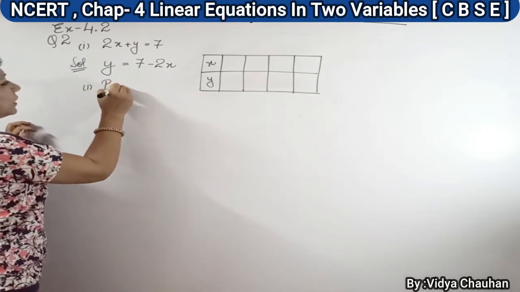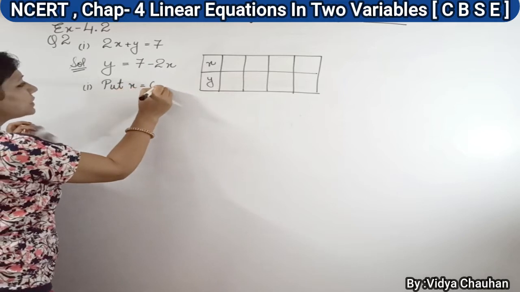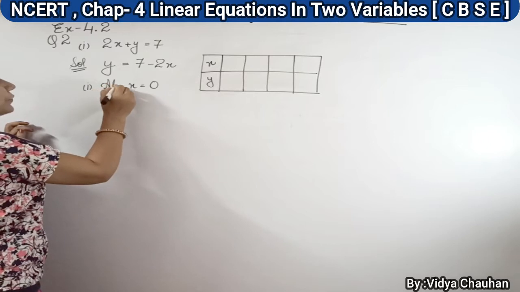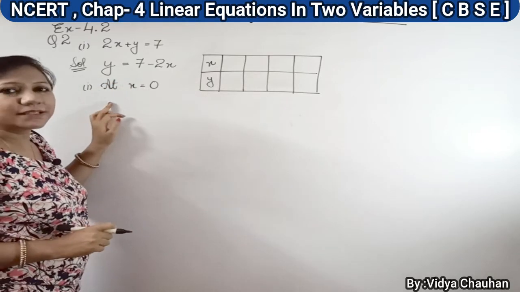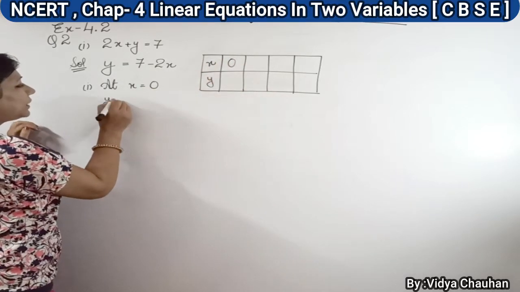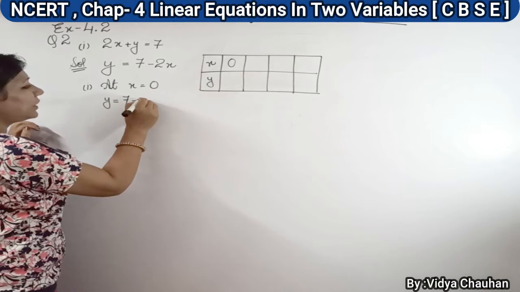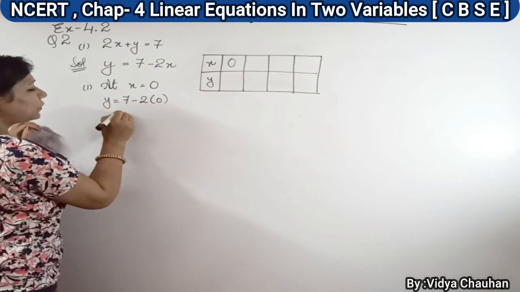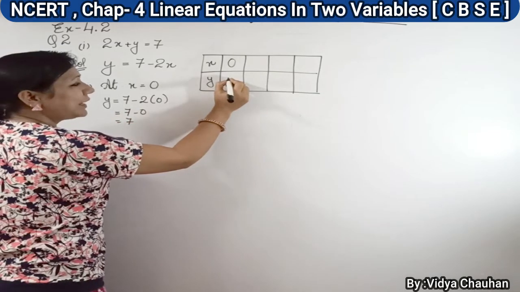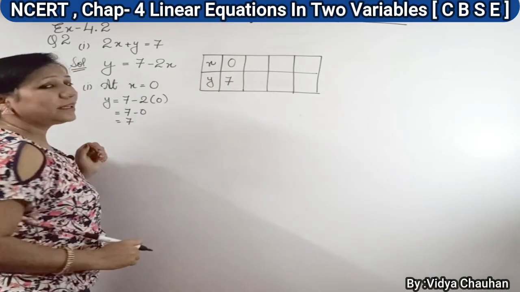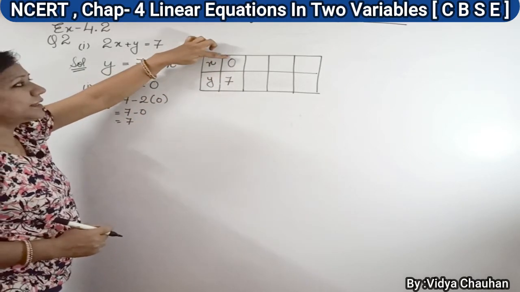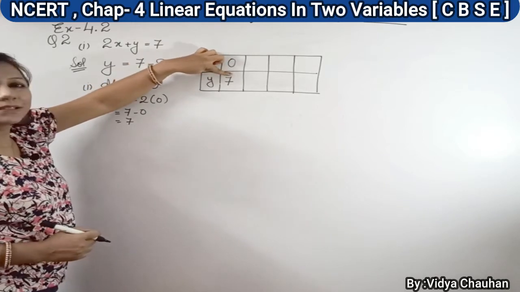So very first, put x equals 0. What will be the result of y when x is 0? So y equals 7 minus 2 into 0. So it is 7 minus 0. Answer is 7. So when x is 0, the value of y is 7. This is our first set of solution. At x equals 0, y is 7.